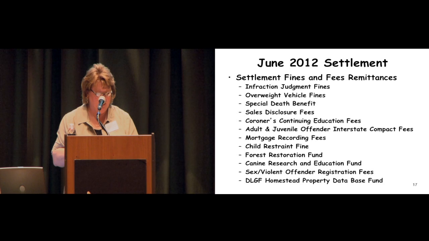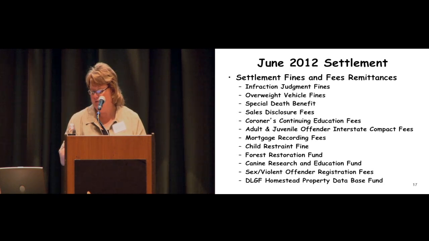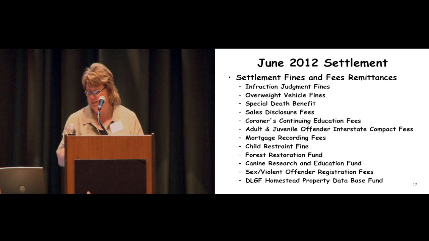The following require two funds for proper accounting, and that is your sales disclosure fund. One half of the fees go to a county sales disclosure fund, one half go to the state, and that's remitted to the state at settlement time. The adult and juvenile offender, the county offender transportation fund is one half the fees, and the other half of the fees are remitted to the state. On your mortgage recording fees, 50 cents of the $3 fee goes to the county recorder's perpetuation fund, and $2.50 of the mortgage fee is then remitted to the state.